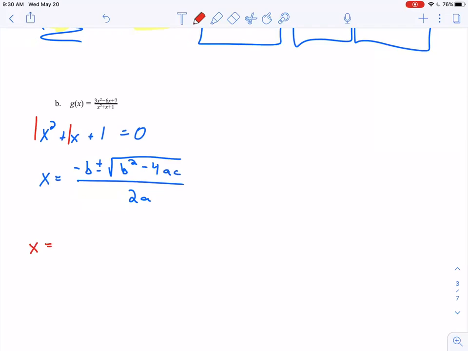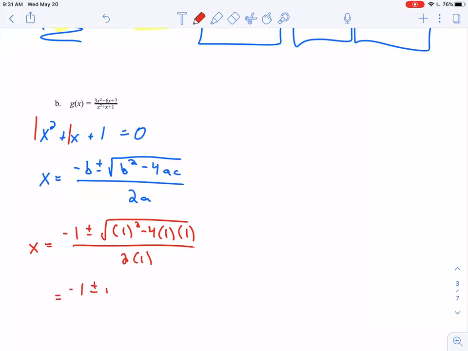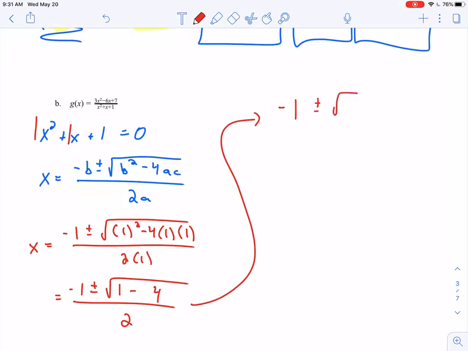So x equals opposite b, so opposite 1, plus or minus the square root of b squared. This is going to be 1 squared minus 4 times a, which is 1, times c, which is 1, divided by 2a, that's 2 times 1. So here in this case, negative 1 plus or minus the square root of 1 squared, which is 1, minus 4 times 1, which is 4, all over 2. Let's finish up over here. Negative 1 plus or minus the square root of 1 minus 4, which is negative 3, over 2.